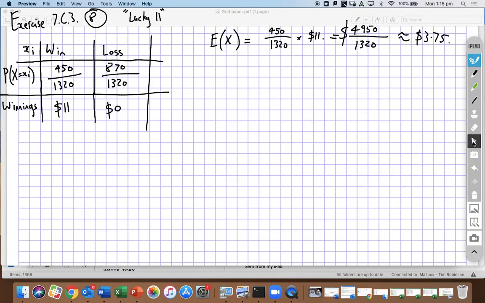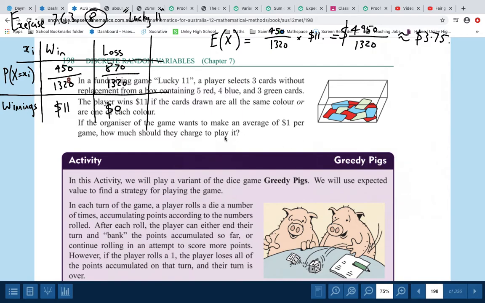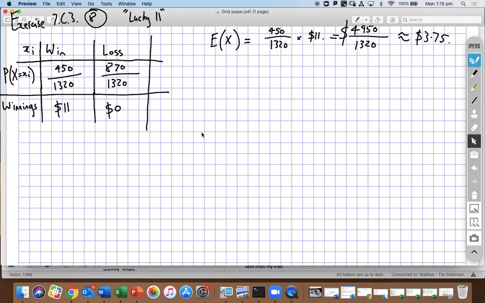Because I can't remember what it's asking me to do next. I think it wants a winning of $1. Right. The organizer wants to make an average of $1 per game. Okay, so they don't want to lose $3.75 every game. They want to win $1, right? So how are they going to do that? Well, they're going to have to charge $4.75.